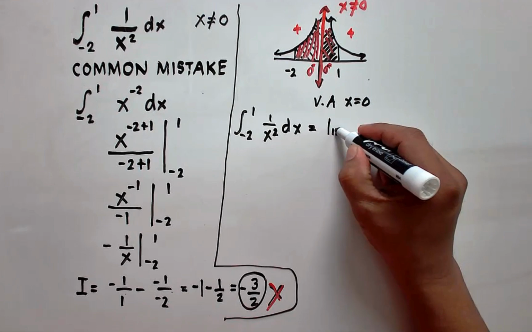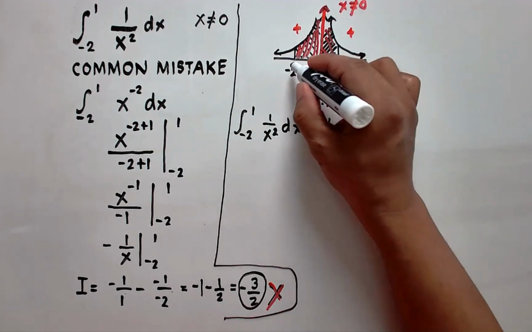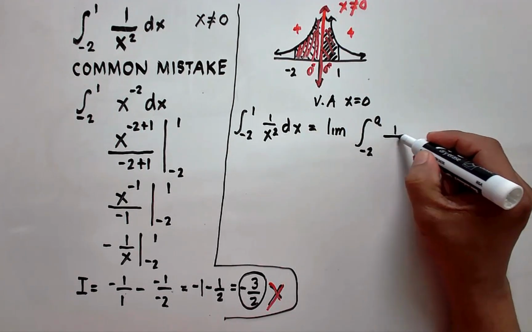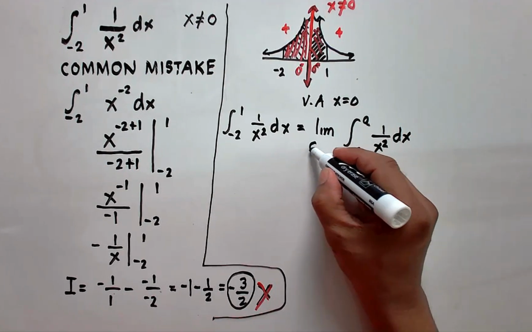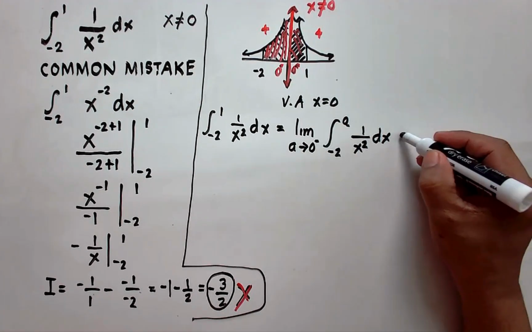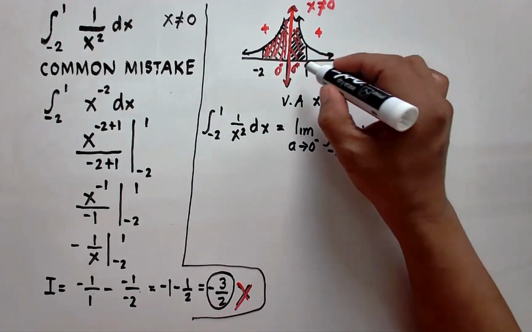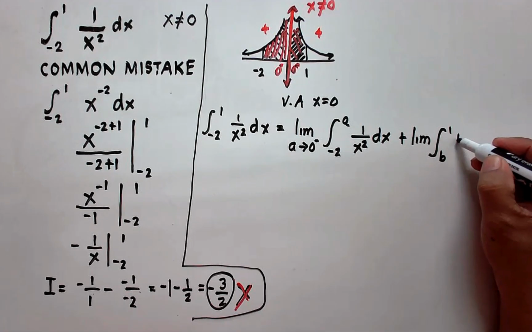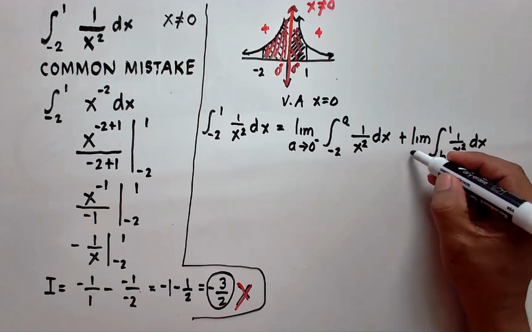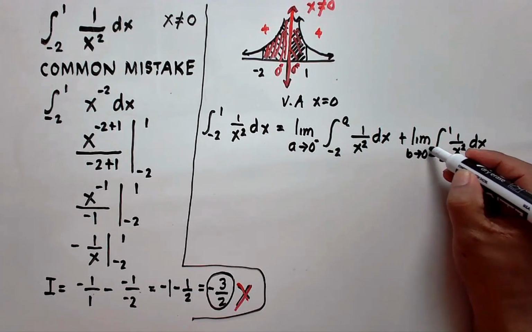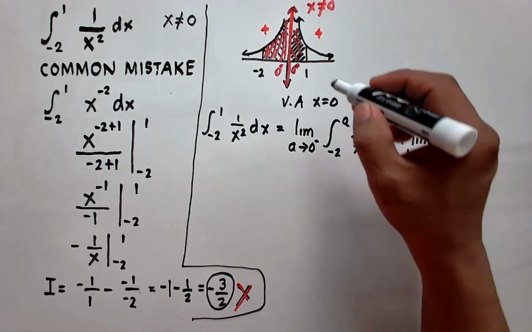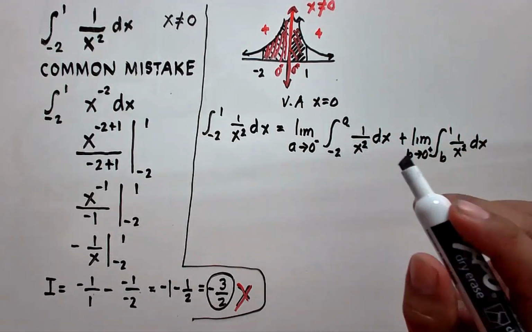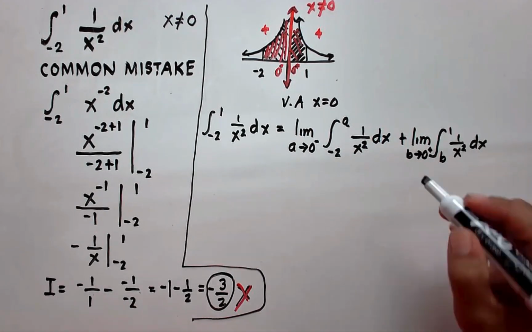the limit of the definite integral from -2 up to certain constant, and let's call it as a, of the function 1 over x squared dx as a approaches 0 from the left, plus the limit of the integral from, let's use another variable here, from b to +1 of 1 over x squared dx, where b is approaching 0 from the right. In this way, we have taken care of the vertical asymptote, that is that x cannot be equal to 0. It comes closer to 0 from the left and from the right, but not equal to 0.